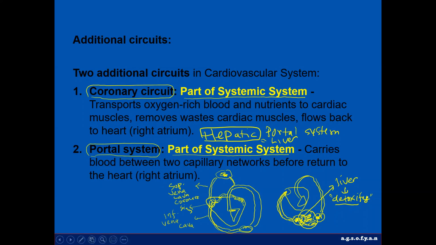Okay, so if we take drugs or medicine, there are many bad substances in the drugs. So therefore it has to be delivered to the liver first before returning back to the heart. This is what we call the portal system. So this system is actually part of the systemic circuit.